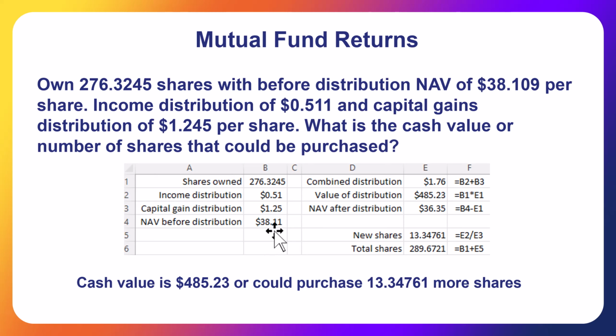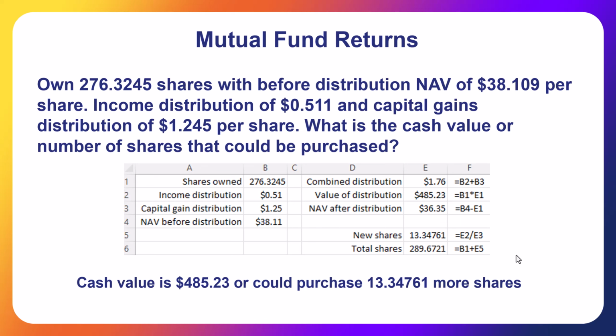Now the NAV after the distribution, 36.35, is before, right, minus E1, which is the actual combined distribution. So the new shares that we have is E2, $485.23, divided by E3, right? The NAV after the distribution. We're going to purchase 13.34 new shares. So at the end of this time frame, we would have $289.67.